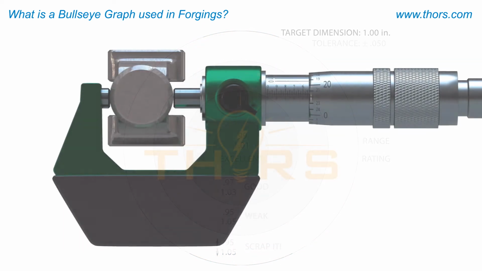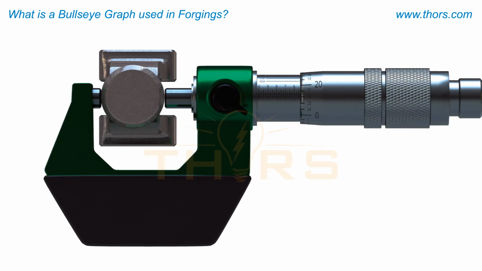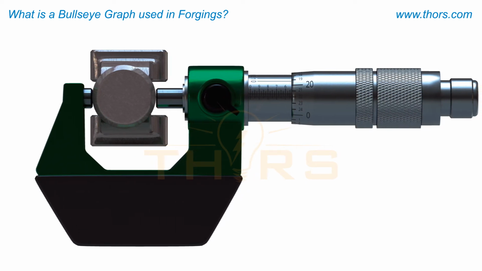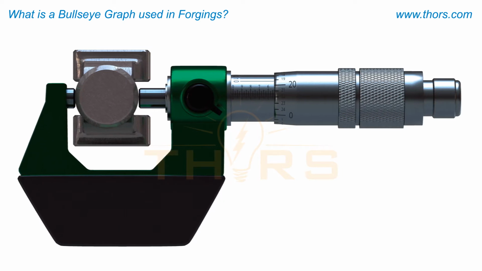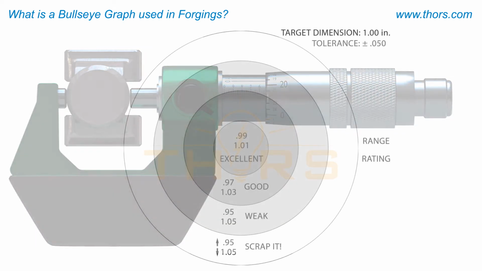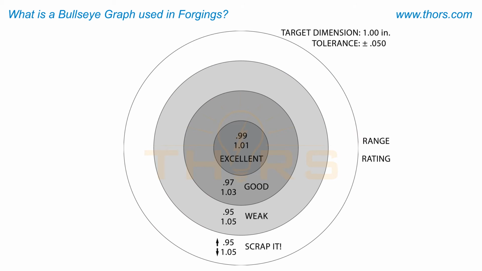If several parts are measured in the weak range, the forge shop may want to verify that their tooling and equipment meets their standards. Bullseye graphs such as this are simple and efficient methods of quality control.